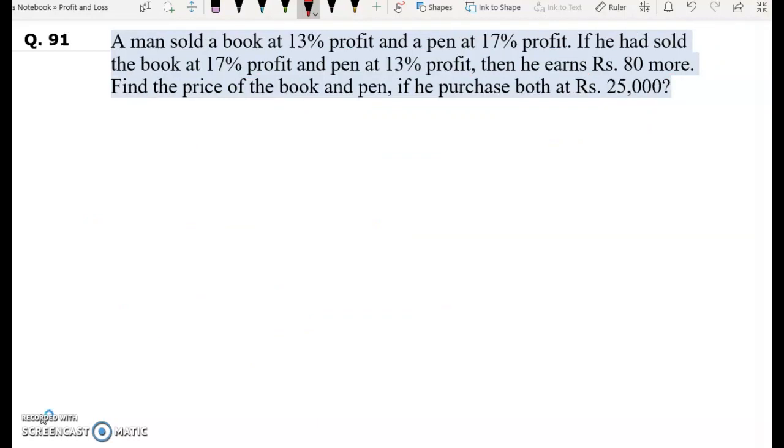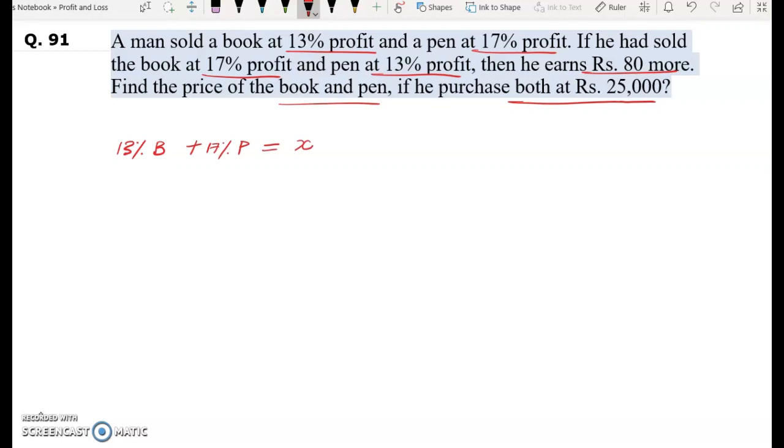Question number 91. A man sold a book at 13% profit and a pen at 17% profit. If he had sold the book at 17% profit and pen at 13% profit, then he earns rupees 80 more. Find the price of the book and pen if he purchase both at rupees 25,000. So in this question we have the book is sold at 13% profit and pen is sold at 17% profit. And let's say he earns a profit of rupees X.